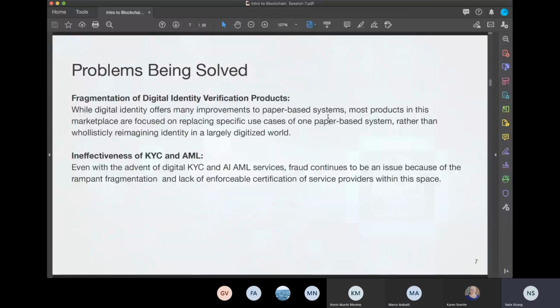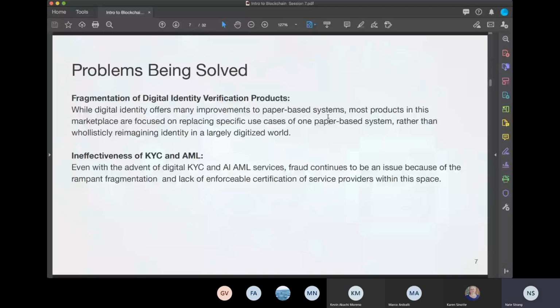And even with these KYC and AML services, fraud continues to be an issue because they're fragmented and there is no enforceable certification that these service providers have to follow. They're just largely companies providing verification services. There's nothing to integrate or to tie all of these verticals in identity together.